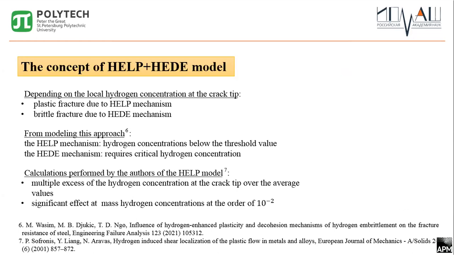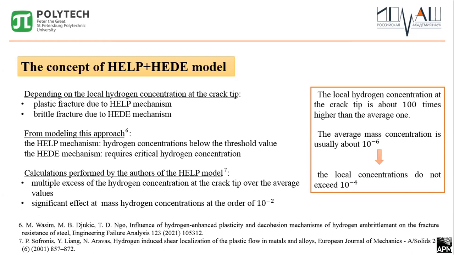As calculations made by the authors of the HELP model show, hydrogen has a significant effect on the mechanical properties of the material at its local mass concentration of the order of 10 to the negative second power. It's unattainably high and is not absorbed in most metals. From the calculation of local plasticity performed in the theoretical analysis of a crack with a spherical tip, it follows that the local concentration of hydrogen at a crack tip is about 100 times higher than the average. While in fact, the average mass concentration is usually about 10 to the negative 6th power, and the local concentrations are no more than 10 to the negative 4th power.